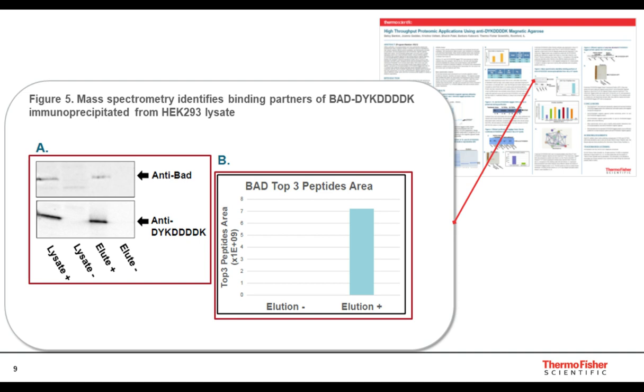Mass spectrometry is a key proteomic application that can be used to identify multiple protein-protein interactions in a co-immunoprecipitation. In Figure 5, C-terminal flag-tagged BAD protein was transfected into HEK293 cells, and then BAD protein was immunoprecipitated from cell lysate with anti-flag magnetic agarose on a KingFisher Flex. Non-transfected cells were used as a control.